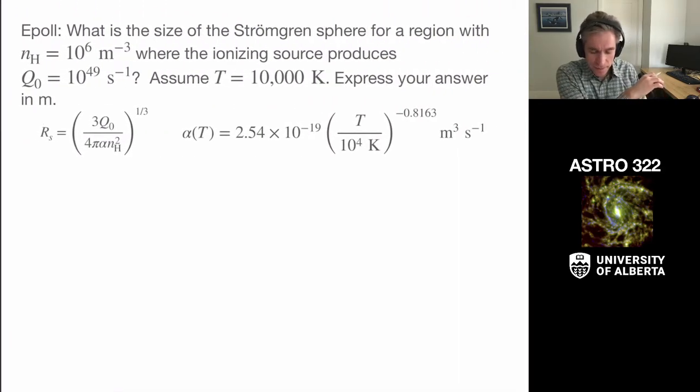So I want to know, what is the size of a Stromgren sphere for a region with a volume density of nH of 10 to the 6 per meter cubed and an ionizing source that produces 10 to the 49 photons per second? This is like an O5 star, which would produce this many photons per second. We'll assume that the temperature is 10,000 Kelvin, and I'd like to know your answer in meters. Go wild.